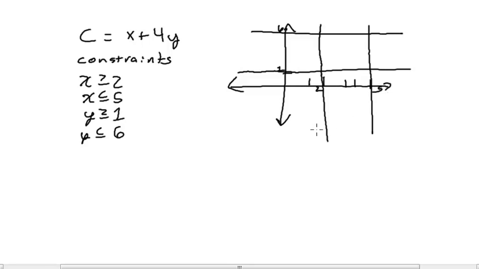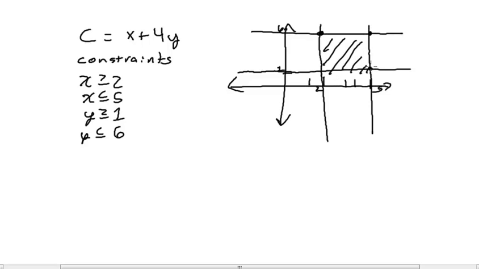Now let's see what region we want. We want x greater than 2. Here's x equal to 2; x greater than 2 is on this side. We want x less than 5. Here's x equal to 5, so x less than 5 is on this side. We need y to be greater than 1, so that's above this one, and y to be less than 6, so that's below this one. The region that matches all of these is this region here.